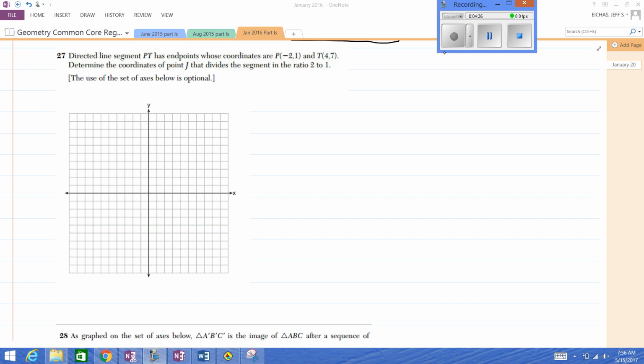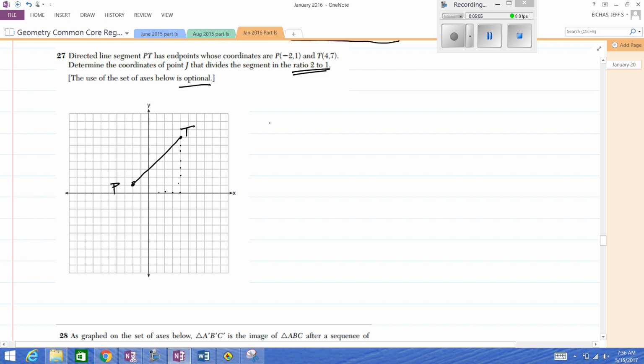All right, so we'll graph this. It's optional, so that just means we could do it algebraically. But they give us the graph. Let's see if that makes it easier. Okay, looks like that's T, that's P. And it's a directed segment, just simply means that it's heading in this direction. All right, we want to find J so that directed segment is put into a 2-to-1 ratio.